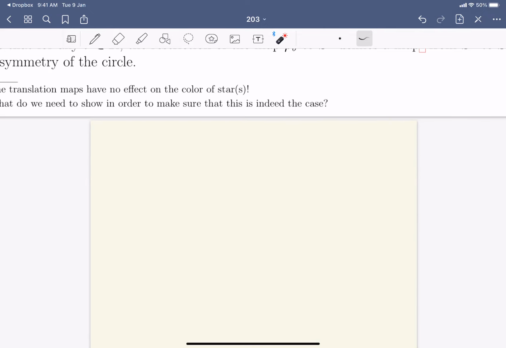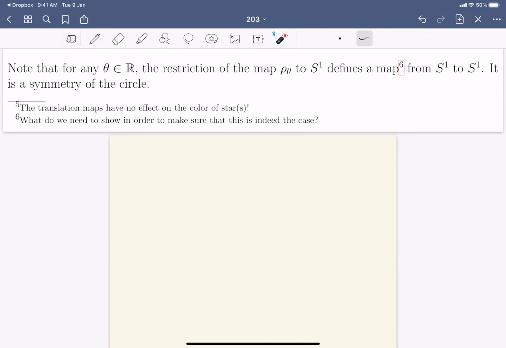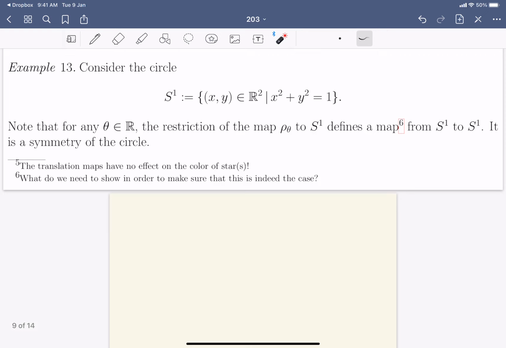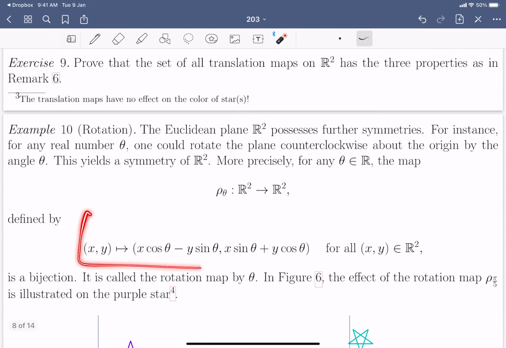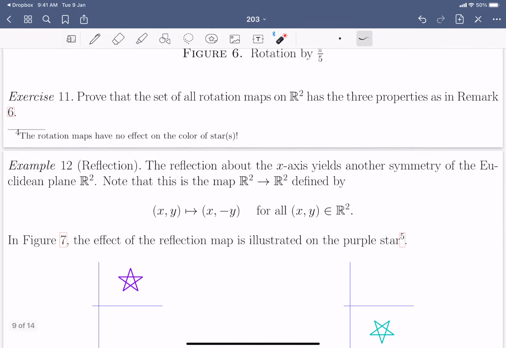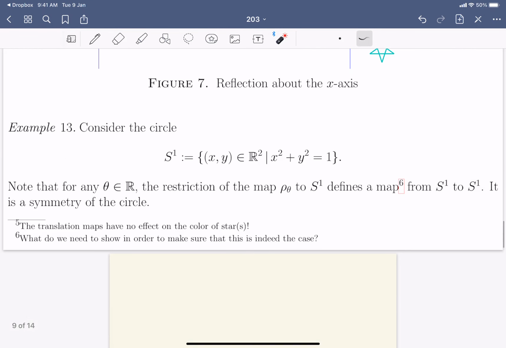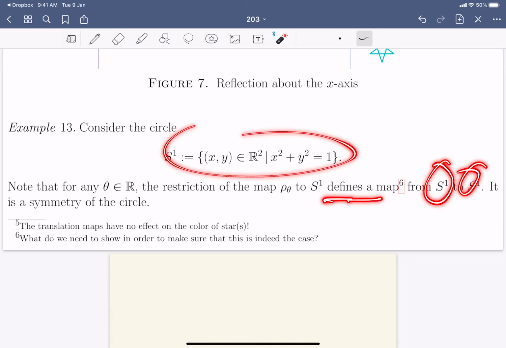The point is that this comes in a bit different shape. Let me try to go back to this. As I was saying, this map rho theta sends x y to x cos theta minus y sin theta and so on. So this rho theta defines a map from S1 to S1, where S1 is the unit circle.